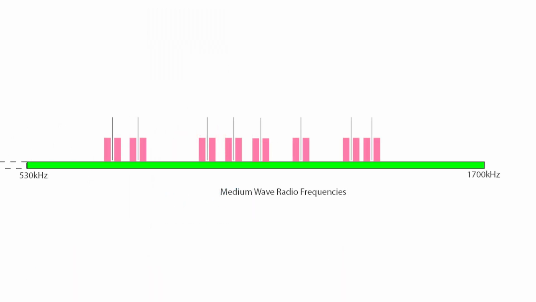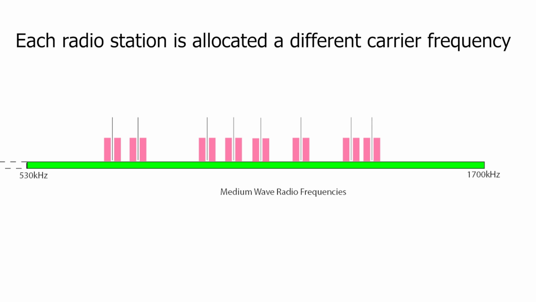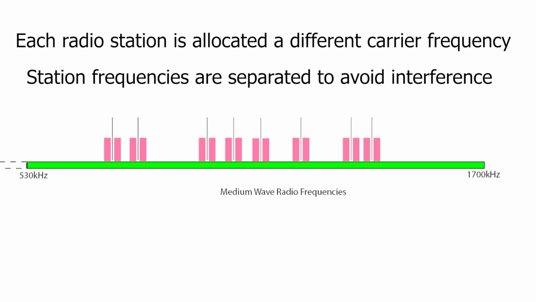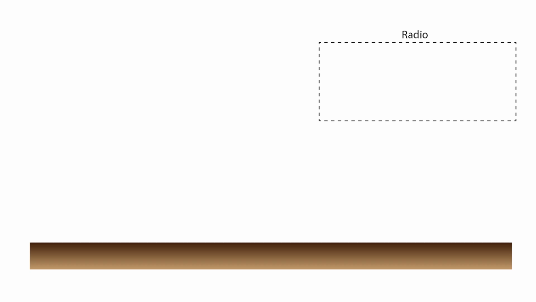So we can now have multiple radio stations operating at the same time, provided that each is allocated a different carrier frequency and that those frequencies are far enough apart that they don't interfere with each other. So now we know the form the radio wave takes. How do we go about receiving it?